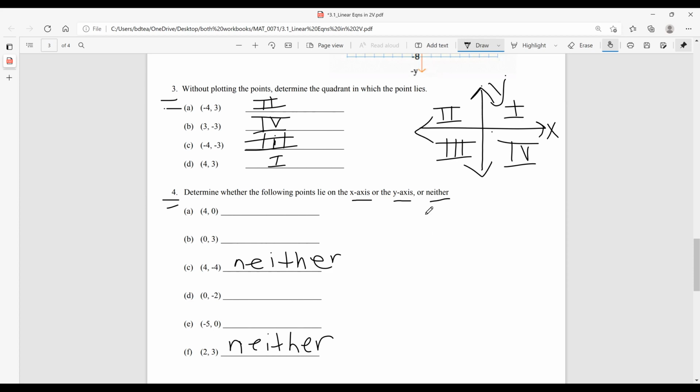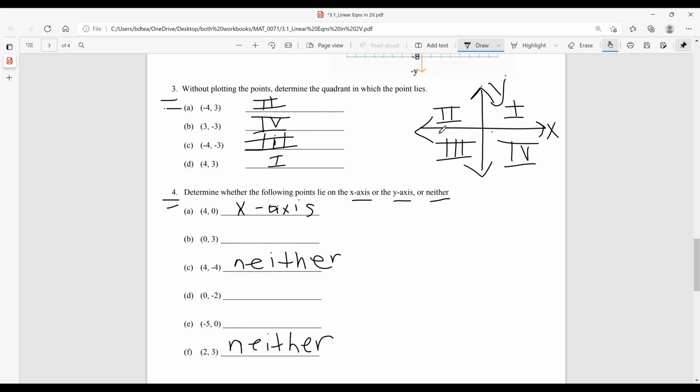Because again, it's only on the x-axis or y-axis if there's a 0 in the ordered pair. So determine whether it lies on the x-axis or y-axis. So you have (4, 0). You can kind of visualize it here. If we were to plot this point, we would go to the right 1, 2, 3, 4 units. And since y is 0, this will be on the x-axis. So that means that (4, 0) is on the x-axis.